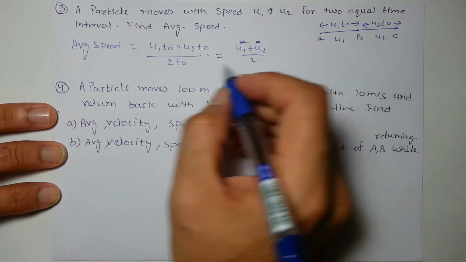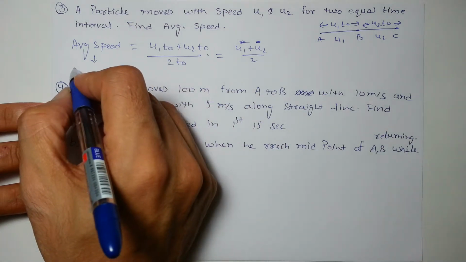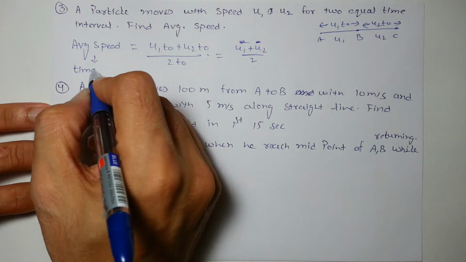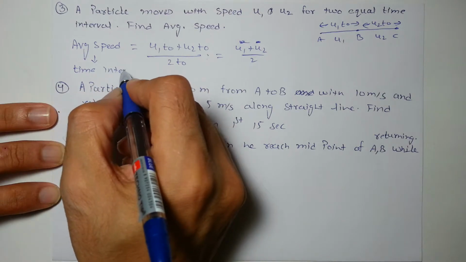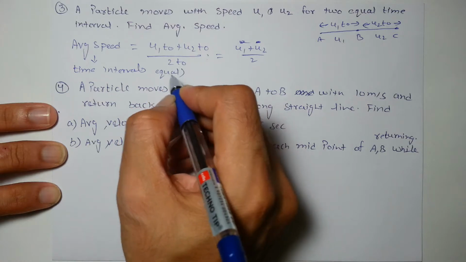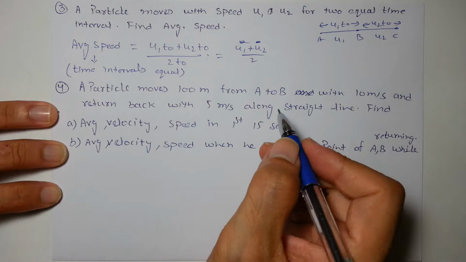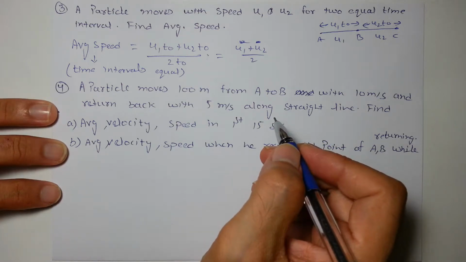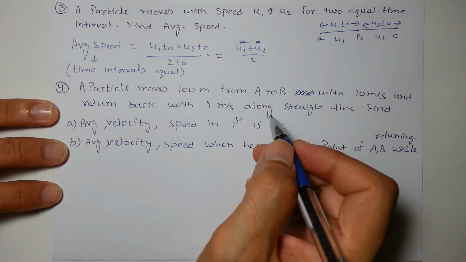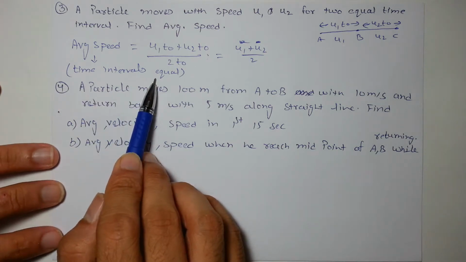Okay, this is again average speed when the time intervals are equal. Previously we solved a question in which the distance was the same. In that case, the average speed came out to be 2u1 u2 over u1 plus u2. This is a different case. In this, the time intervals are equal.